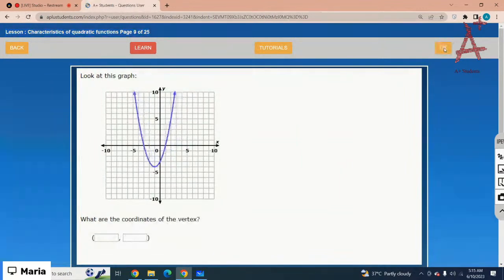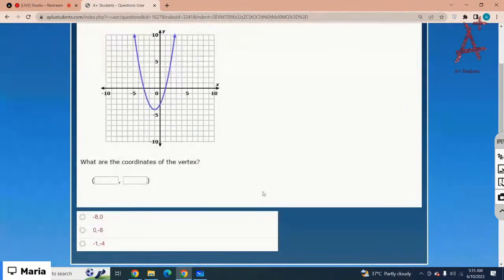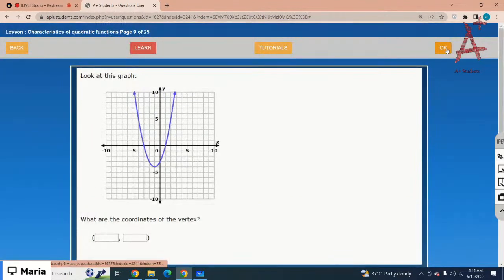Okay, the next one is, look at this graph. What are the coordinates of the vertex? So you have to calculate the coordinates of the vertex. If the parabola opens upward, the vertex is the lowest point of the parabola. So here is the lowest point. It would be x is -1 and y is -4, so it would be (-1, -4). Got it? Option number 3 is the correct option.